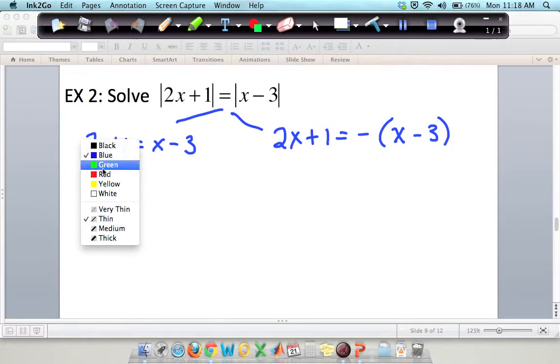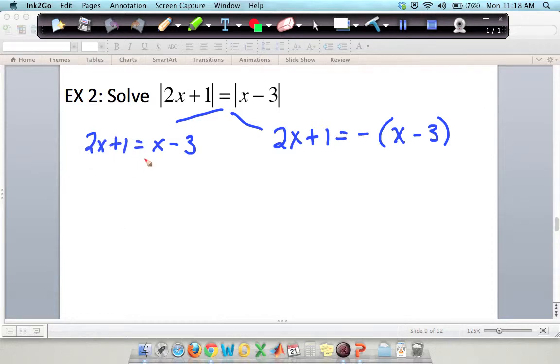So let's go over here and solve. I'm going to subtract x from both sides and subtract 1 from both sides. So I'm going to do it all in one step.